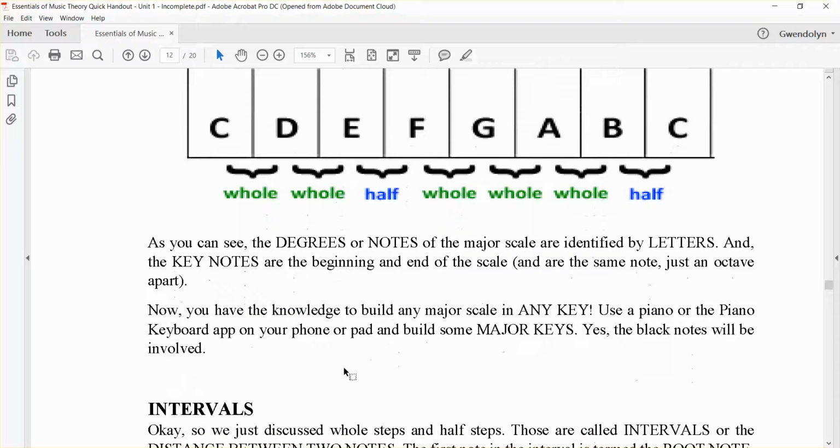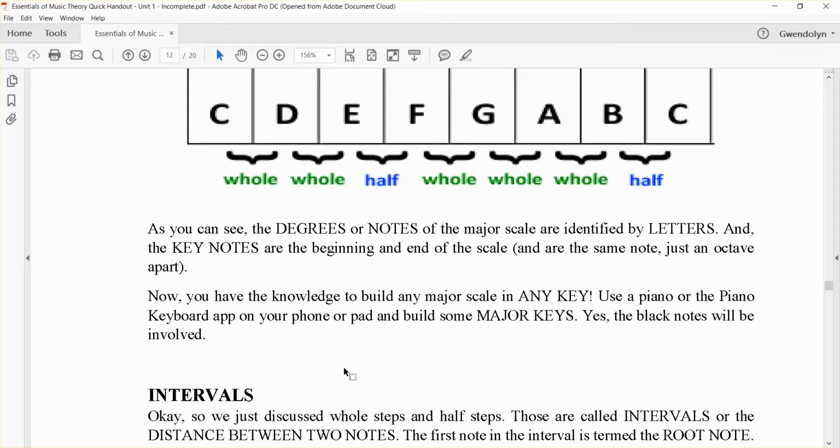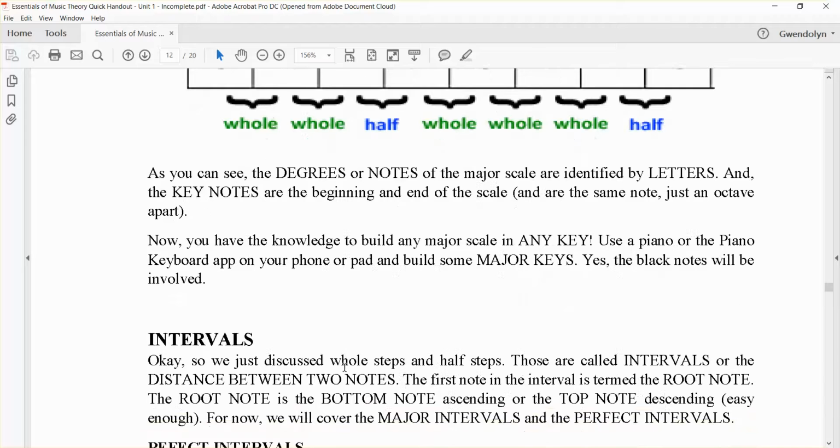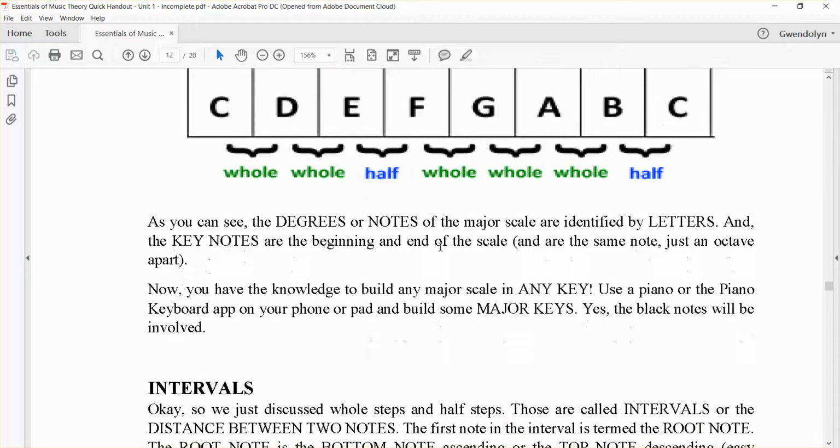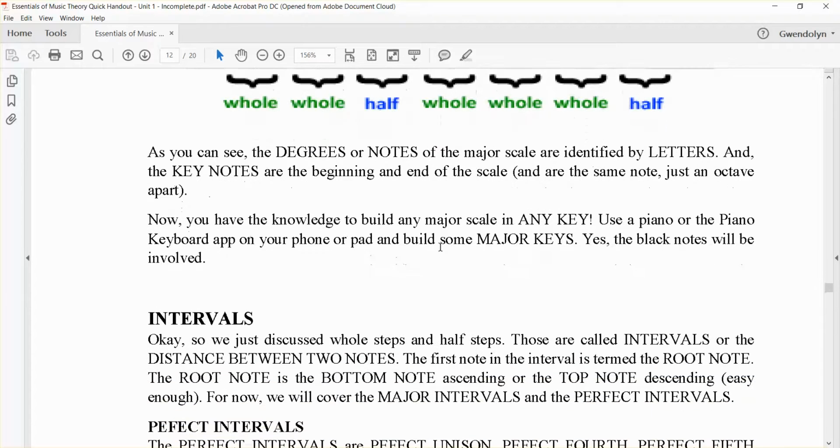As you can see, the degrees or notes of a major scale are identified by letters, and the key notes are the beginning and the end of the scale. C is the keynote, as well as the end C. And the keynote tells you simply what scale it is. So this is a C major scale. Now you have the knowledge to build any major scale in any key.